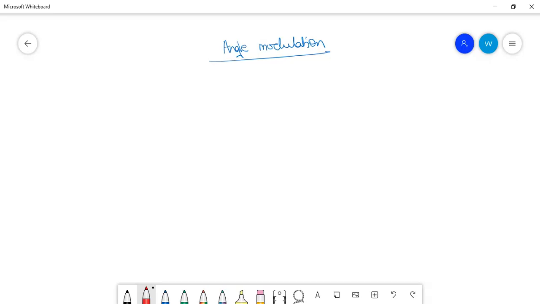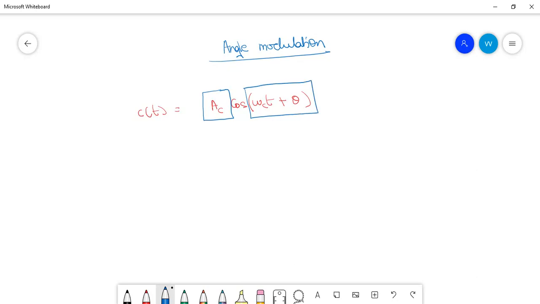Up until now, we have already seen that if the carrier is given as A_c cos(omega_c t + theta), the two parts of this carrier are the amplitude and the angle. If the modulating signal, or the baseband signal, or the message signal, is changing the amplitude of the carrier, we called it amplitude modulation.